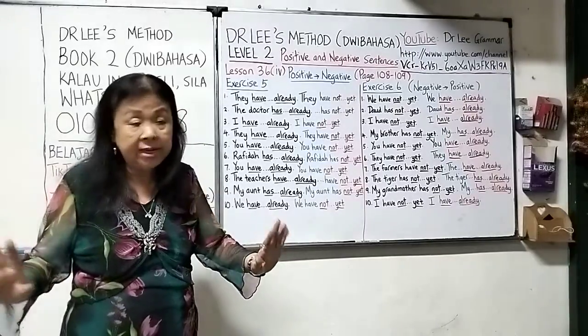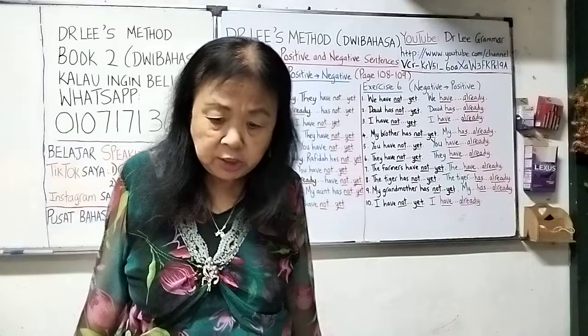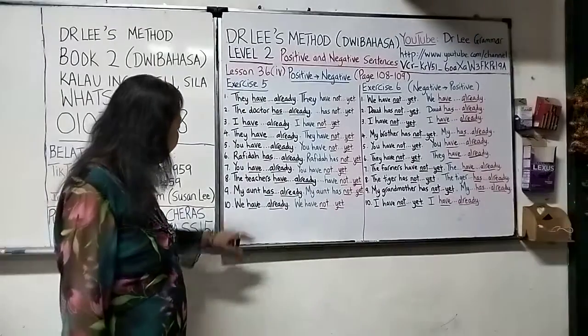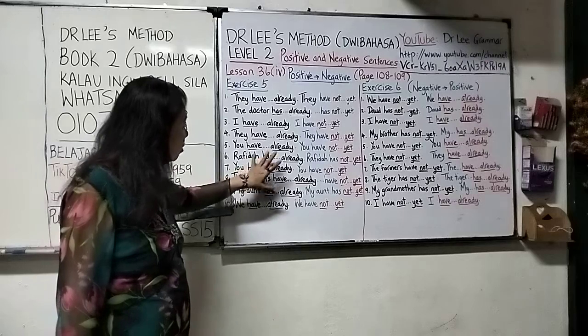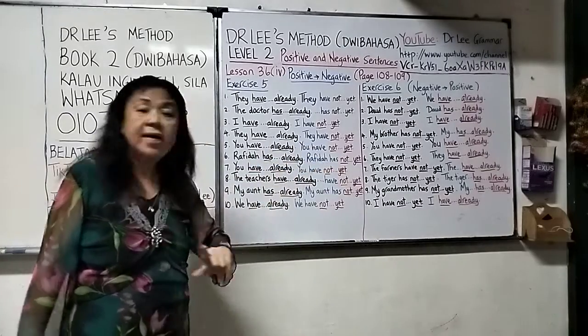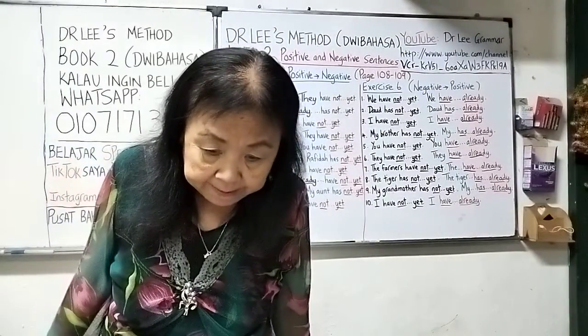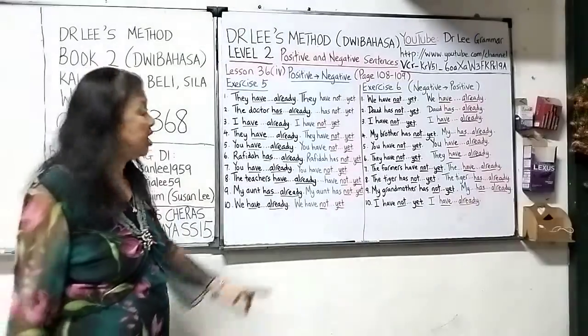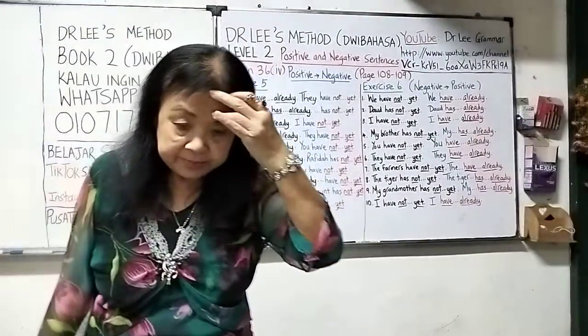You cannot use already. Rafida has arranged the books on the shelf already. Rafida is one person, she, so you need has. When you change to the negative, has becomes has not. So Rafida has not arranged the books on the shelf yet. So has not yet.